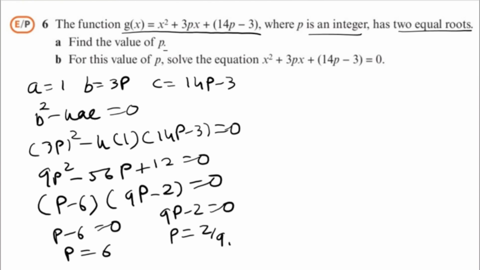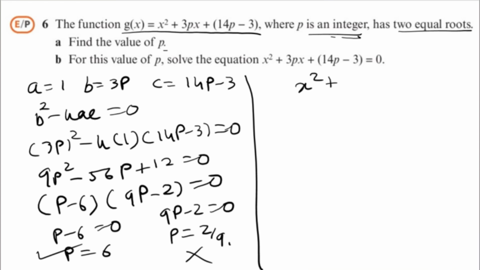Now find the value of p. For this value of p, solve the equation this is equal to 0. So we are told it is an integer, which means this is not the answer we are looking for. So p is equal to 6 is our value of p that we are substituting in this equation.